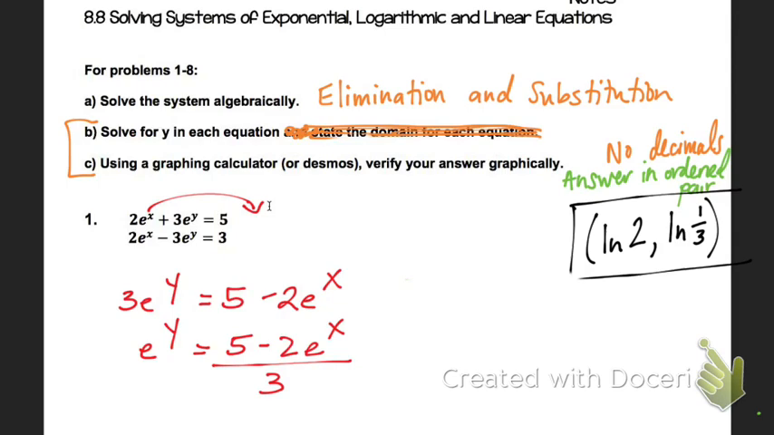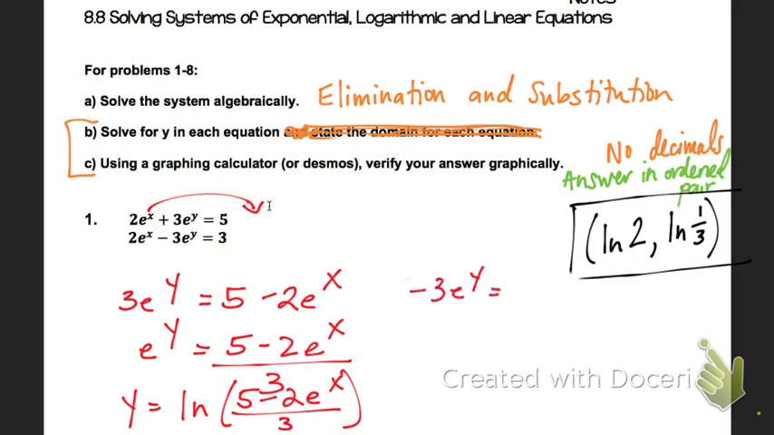Then convert it to log form. So y equals ln of (5 minus 2e^x) over 3. You graph that. Then you do it for the second equation. So negative 3e^y equals 3 minus 2e^x. Divide by negative 3.